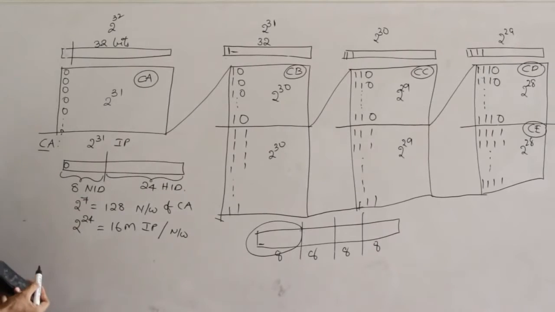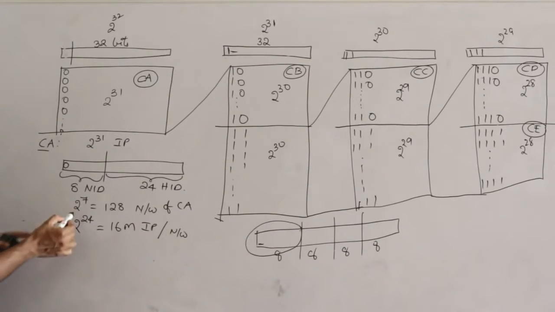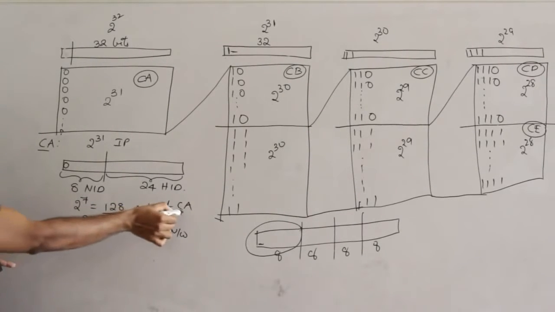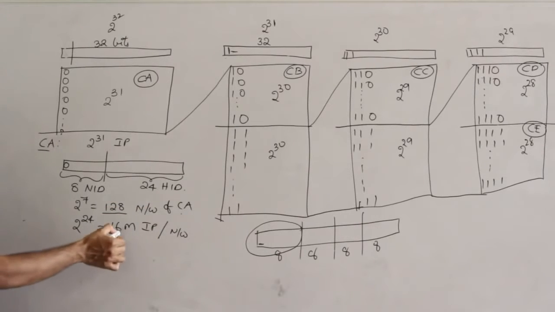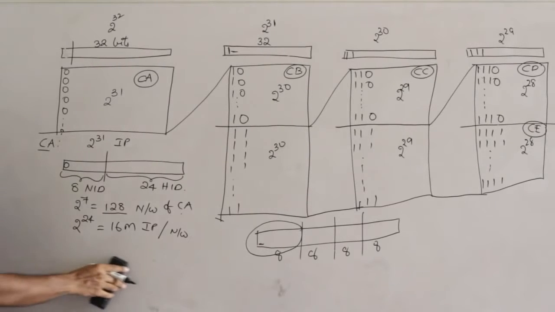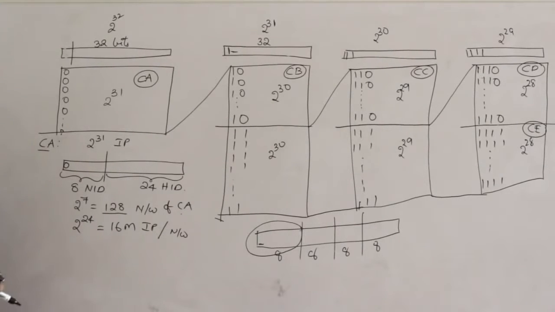These two numbers are important. So theoretically there are 128 networks of class A, and in each network there are 16 million IP addresses. But practically, let's see the numbers. Now the next question is, if I have these 8 bits, what is the range?